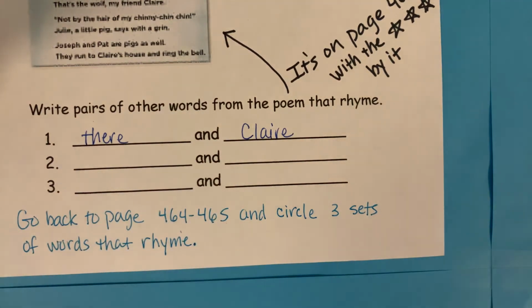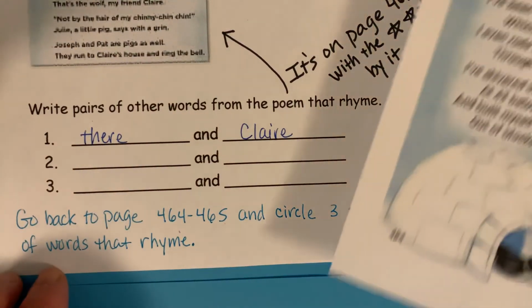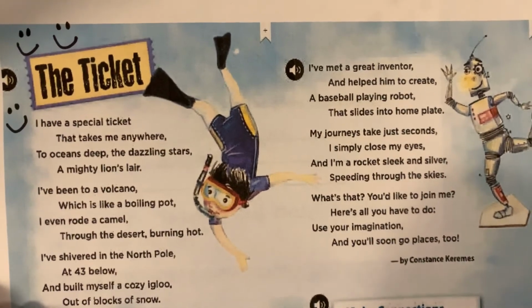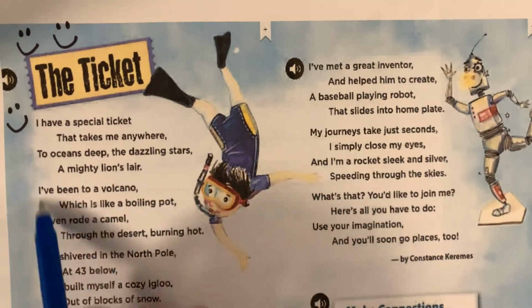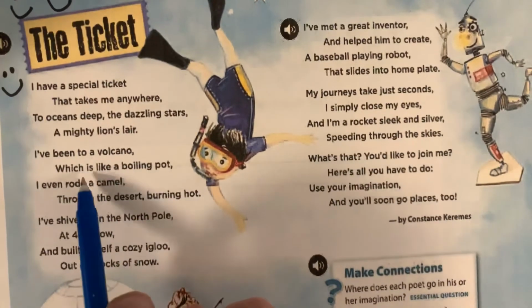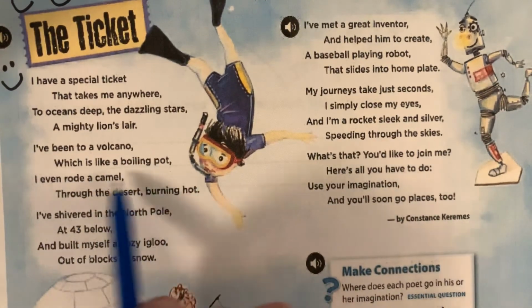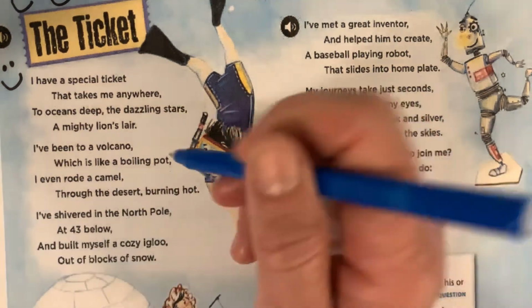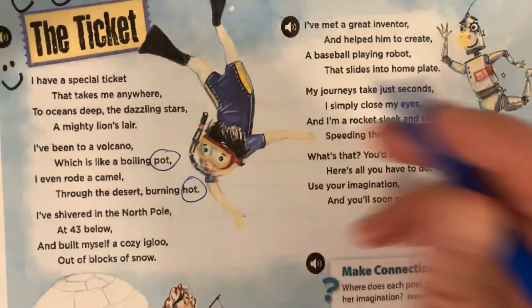Okay, after you finish this part, you go back to page 464 to 465, which is the poem with the smiley faces, the ticket. And you're going to circle 3 more sets of words that rhyme. So let's look at this. I'm going to read the second stanza. I've been to a volcano, which is like a boiling pot. I even rode a camel through the desert burning hot. So that's obvious, so circle those. And then find 2 more sets of words that rhyme.